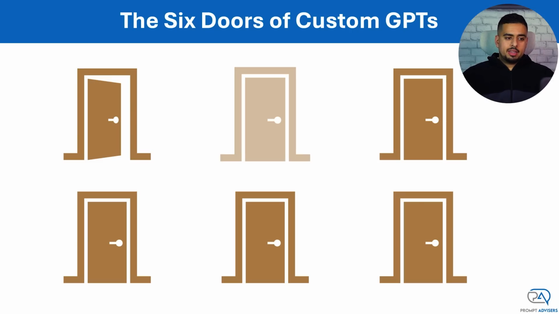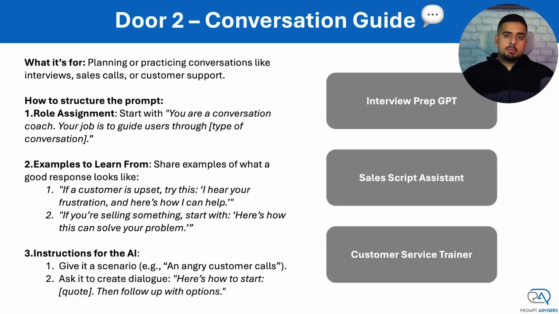So that was door number 1. Let's go into door number 2. This is similar to the first in the fact that there's not too much action going on in terms of API calls or anything fancy.